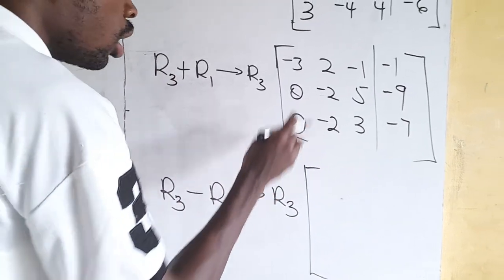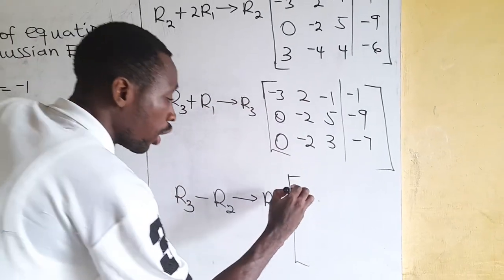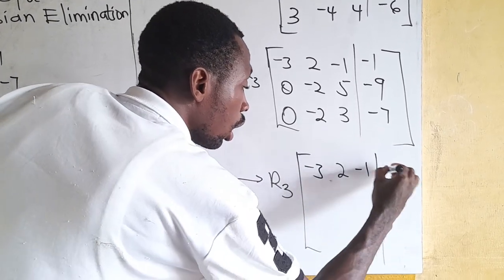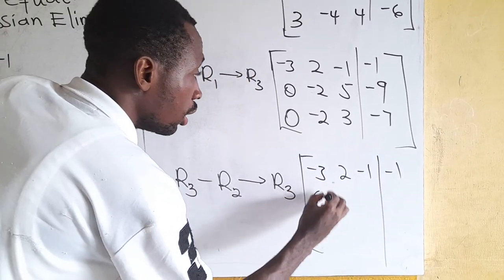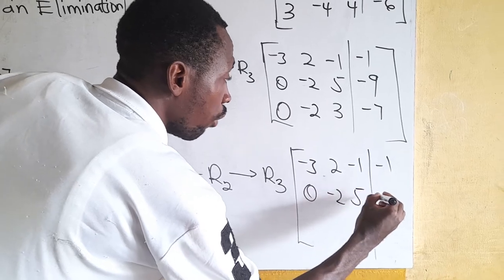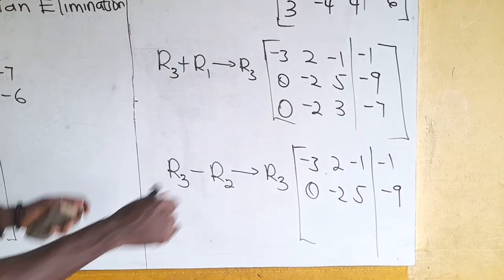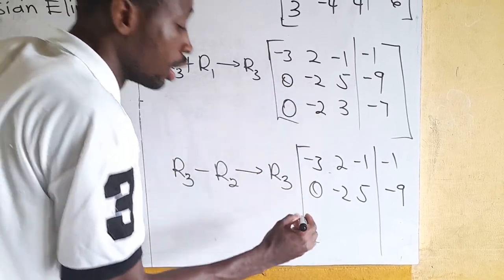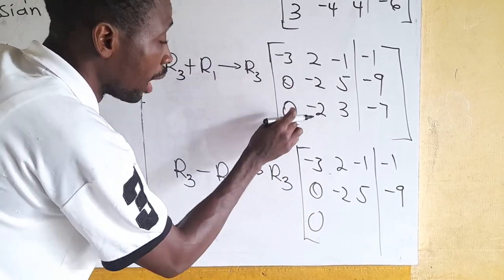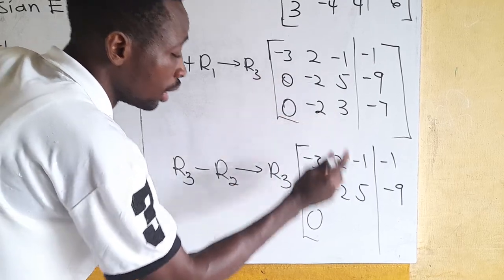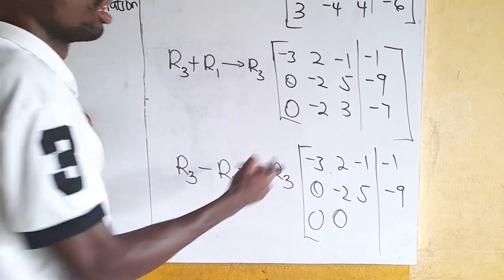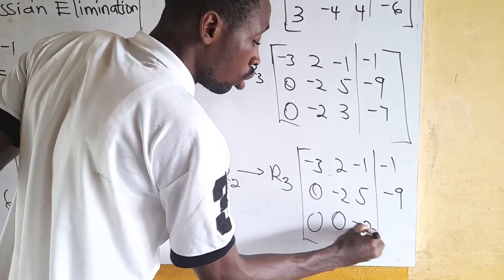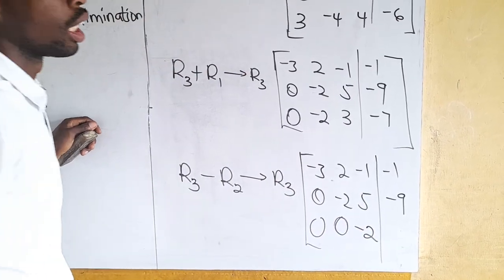So what happened? The first and the second will not be affected. So we repeat that: negative 3, 2, negative 1, negative 1. Then 0, negative 2, 5, negative 9. Only this changes. So negative 2 minus this negative 2 will be 0. 0 minus 0 is 0. Then negative 2 minus this negative 2 will also be 0. Then 3 minus 5 will be negative 2. I hope you get that.